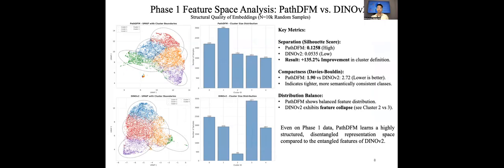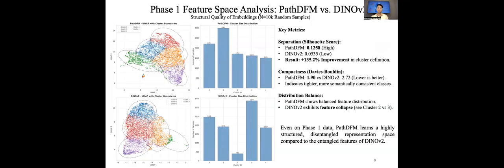Since the official validation set is not yet released, we analyze the structure of our embedding space using 10,000 held-out images. You can see the UMAP visualization on the left. On the bottom, DINOv2 features are entangled. The bar chart on the right shows feature collapse where cluster 2 is nearly empty while cluster 3 dominates. On the top, PathDFM clearly separates semantic concepts into distinct clusters.